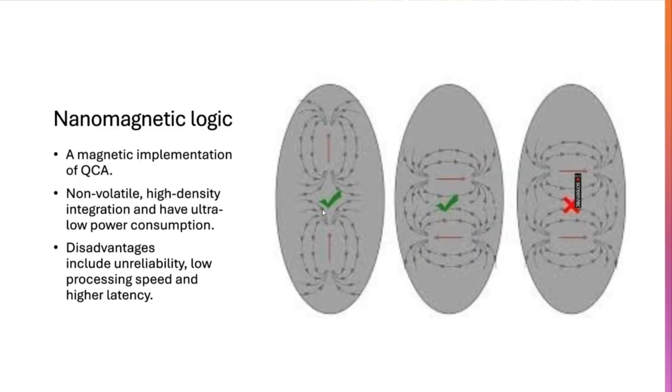The next subtopic is nanomagnetic logic, and it's an implementation of QCA, where it uses magnetic fields to represent information, but it has some disadvantages, including it being unreliable, having low processing speed, and higher latency.